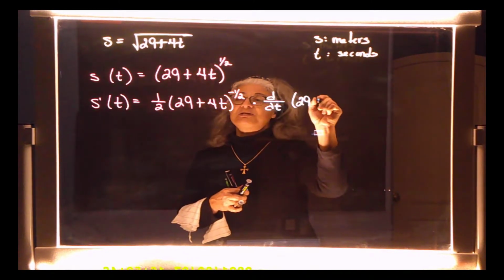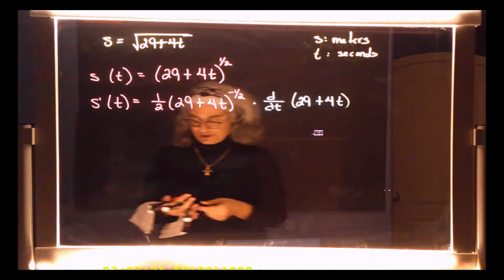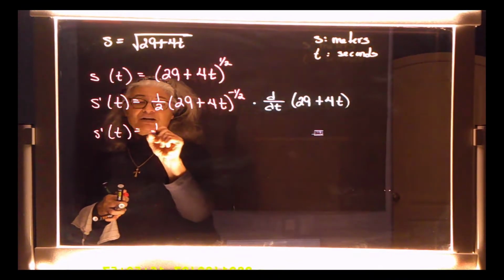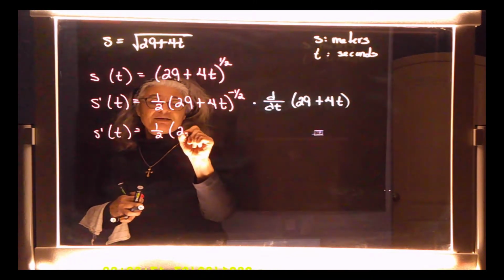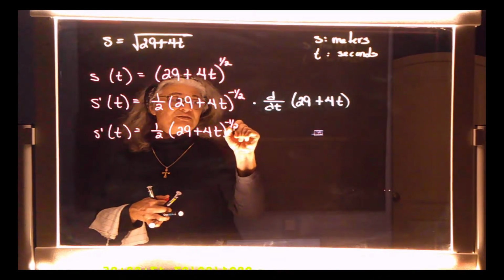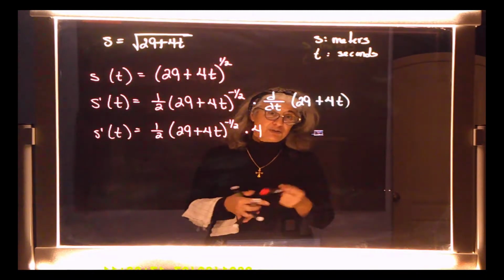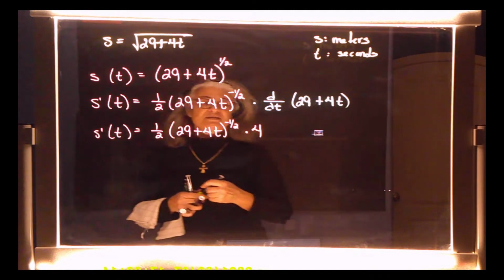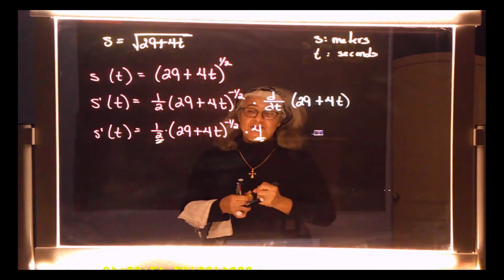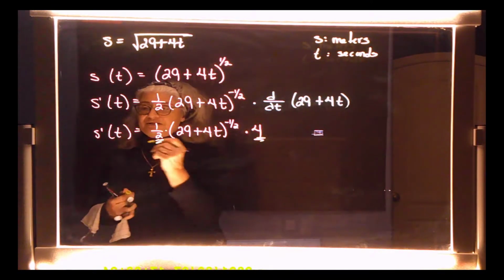So the derivative of 29 plus 4t. So what would be the derivative of 29 plus 4t? Good, I heard ya. 4. So we've got 1/2 times the parentheses of 29 plus 4t to the negative 1/2 times 4. Excellent. Now, let's see what we can do to simplify this. Notice we've got the 1/2 multiplied by the parentheses and multiplied by 4. So couldn't I do the 1/2 times 4? What would you get? Good, you just get 2.